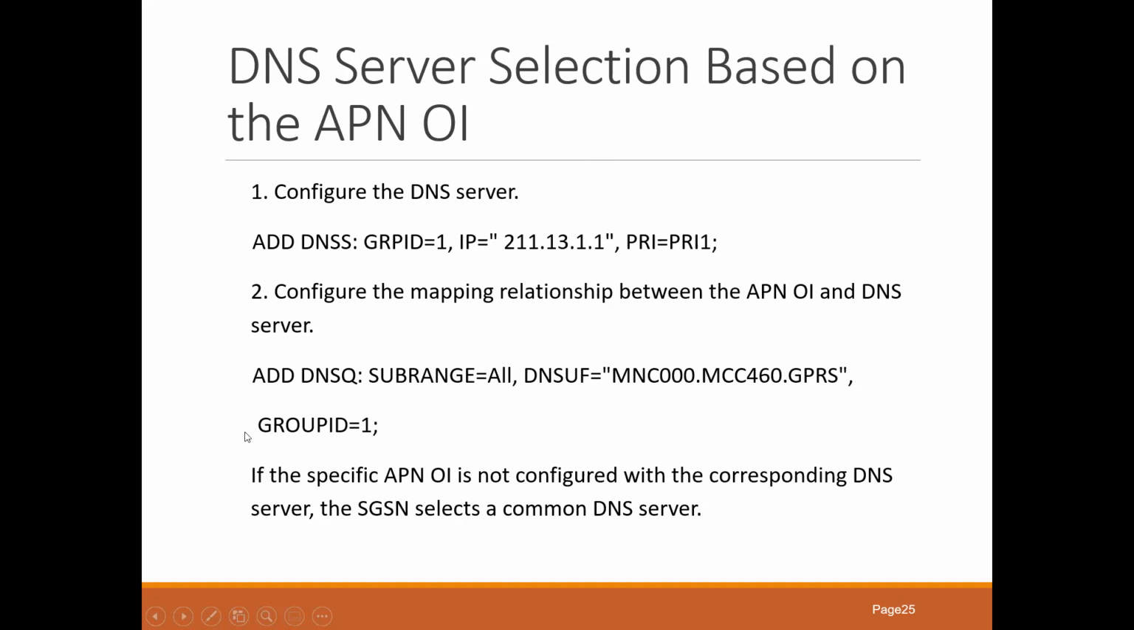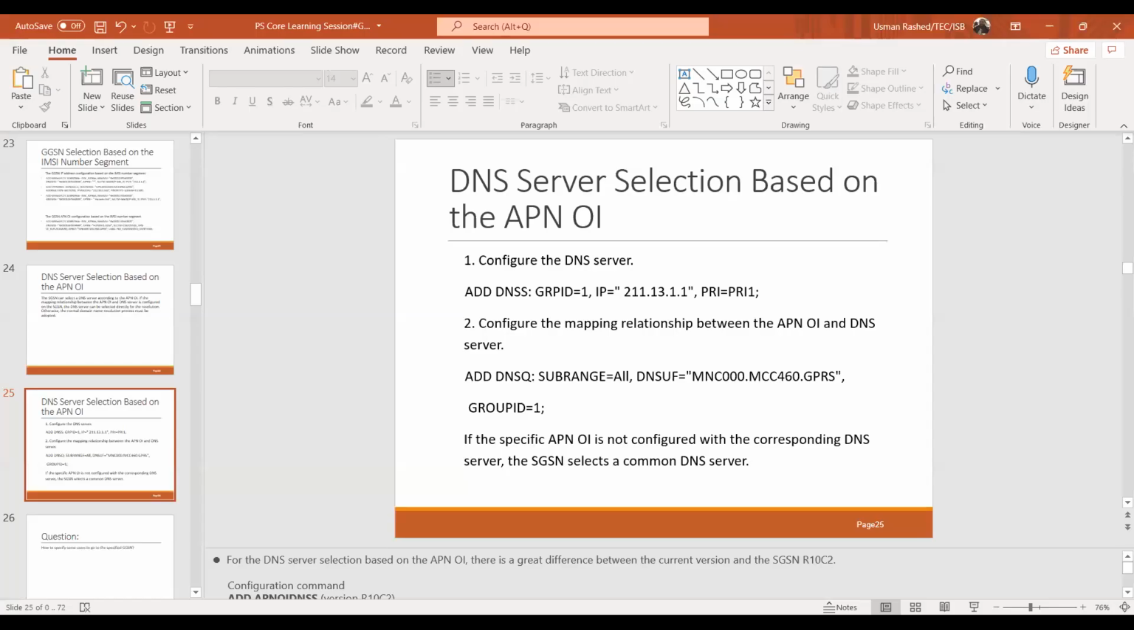So in this group ID, any APN that is going for resolution in the DNS, it is going to be... Any APN that does not have an operator index, that is going to be... wait, just give me a minute.